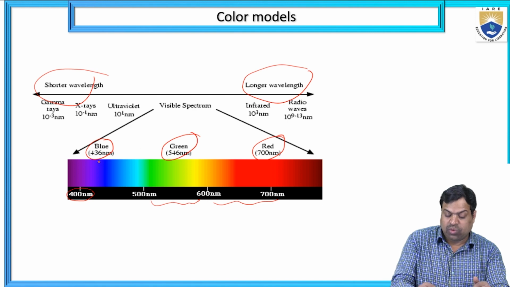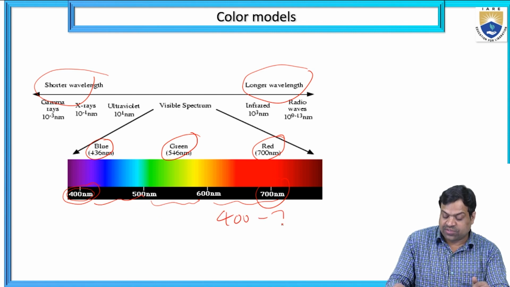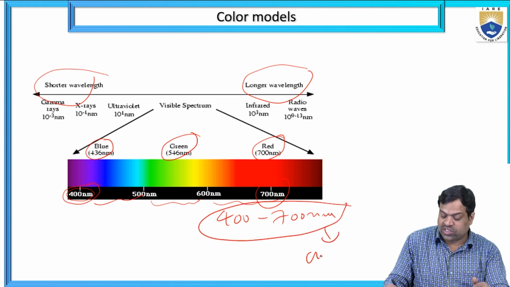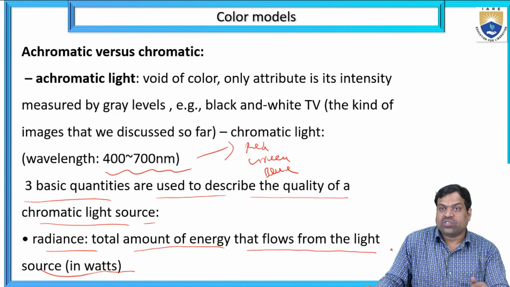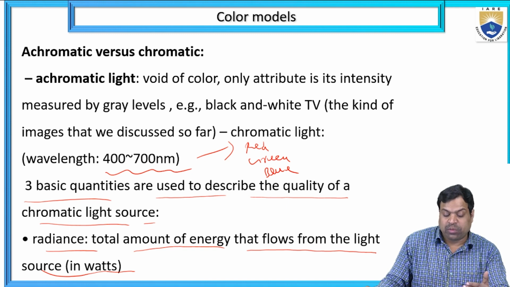Red, green, blue. Blue is 400 to 500, green is 500 to 600, and red is 600 to 700. So in this range we are calling it blue, green, red, the 400 to 700 range. These ranges we call chromatic. Chromatic light means 400 to 700, red, green, blue colors. The remaining is achromatic, that means black and white.